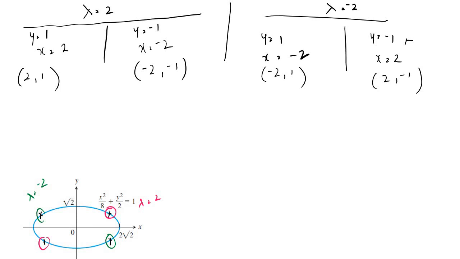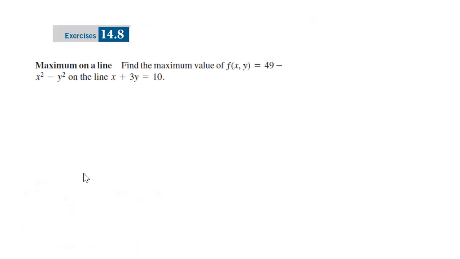Let's do one more question. So this question is taken from exercise 14.8, where f(x, y) is equal to 49 minus x squared minus y squared. And here we see the constraint is x plus 3y equal to a constant. We call that g(x, y), because we are omitting the constant term, and we're going to call that g(x, y).